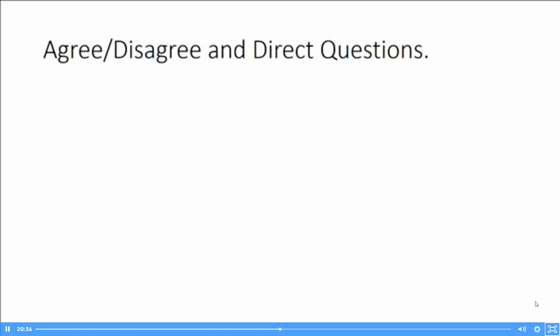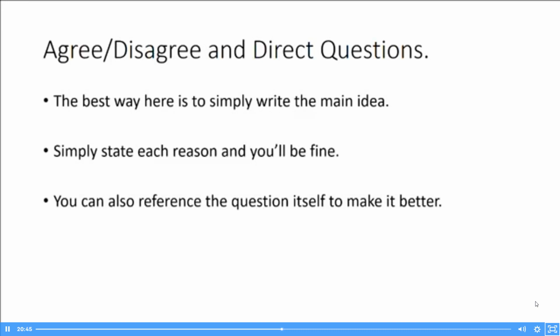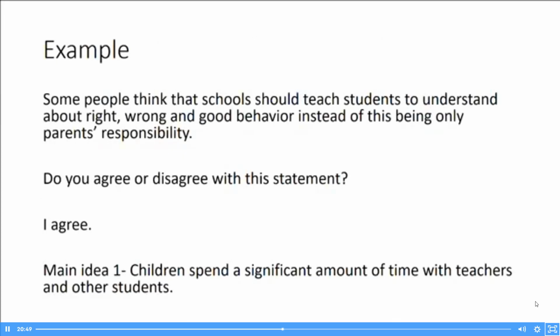And you can also reference the question itself to make it a bit better. So, for example, if I was doing this question: some people think that schools should teach students to understand about right, wrong and good behaviour instead of this being only parents' responsibility. Do you agree or disagree with this statement? So imagine I agree. My main idea, this isn't my topic sentence, is children spend a significant amount of time with teachers and other students. So this is my first main idea.